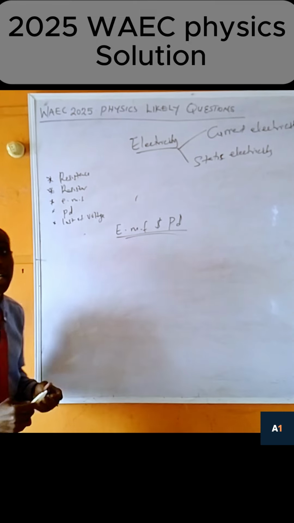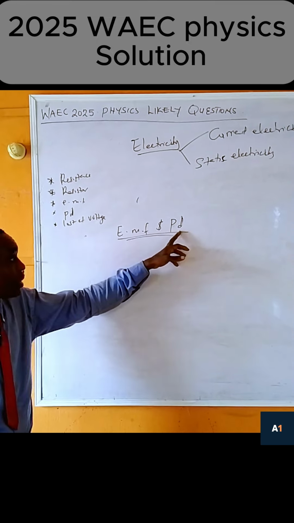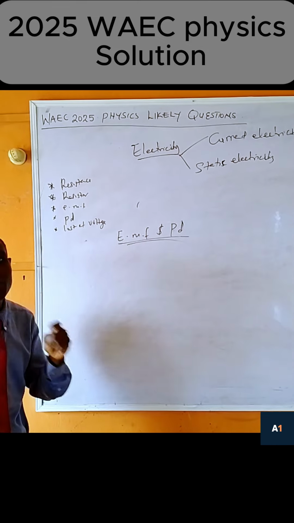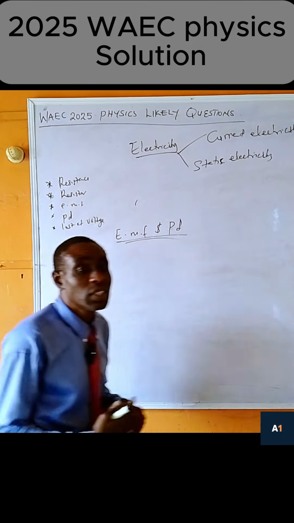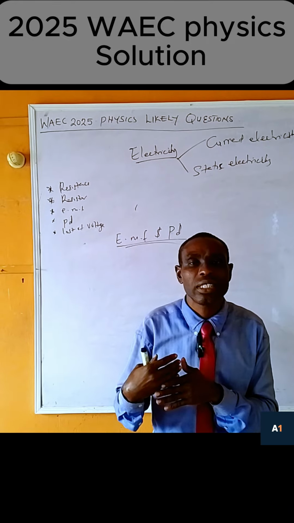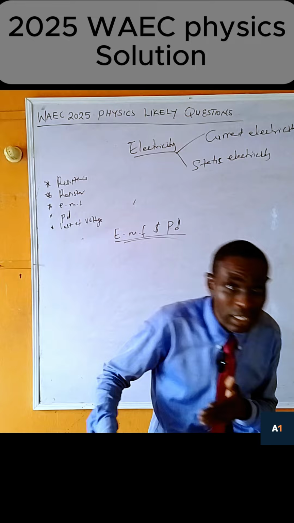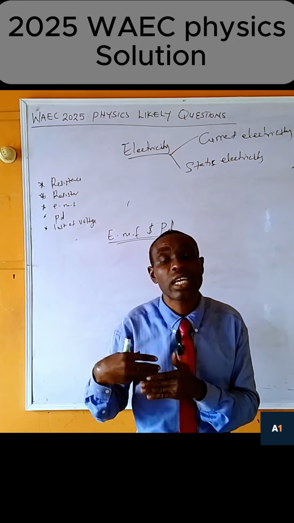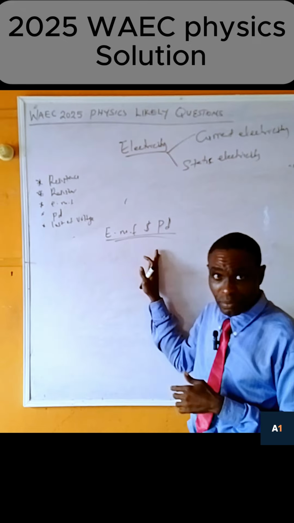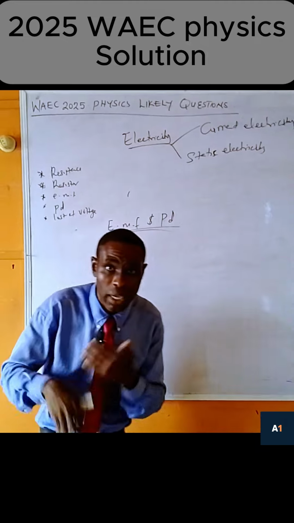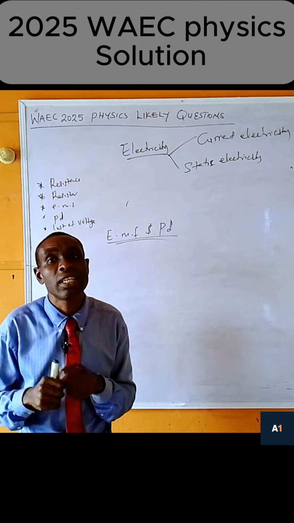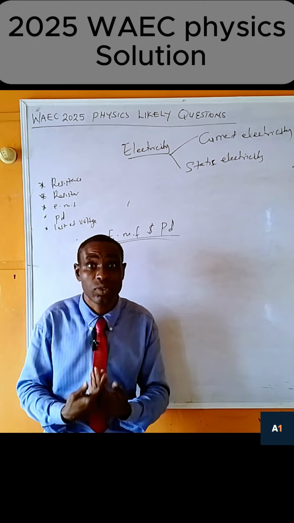PD means the potential difference, while EMF means electromotive force. Let me start with electromotive force first. Electromotive force is the total work done in taking a unit charge round the circuit in an open circuit. It is measured in volts.